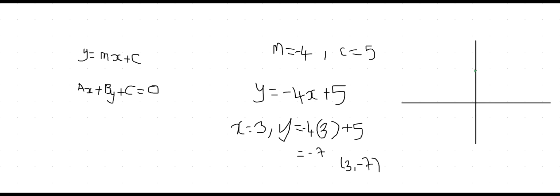I can plot that. So let's say 3 on the x-axis is somewhere there. And then, okay, let me just extend it a bit so that the line looks nice. Say 3 is somewhere there, and then negative 7 is somewhere there. Then our second point will be somewhere there. And since we have the 2 points now, we can graph.